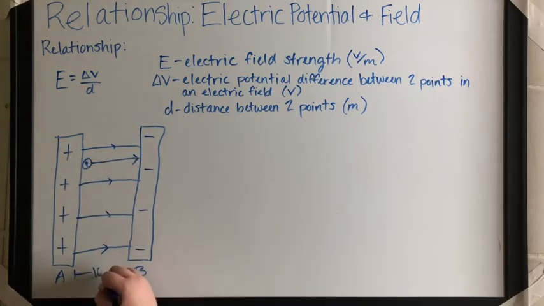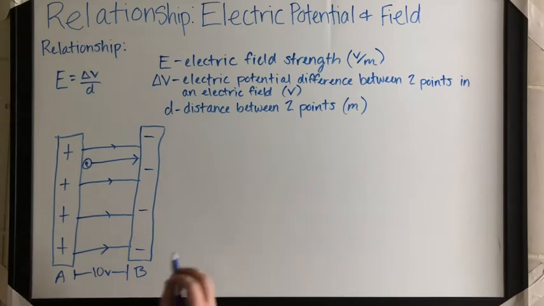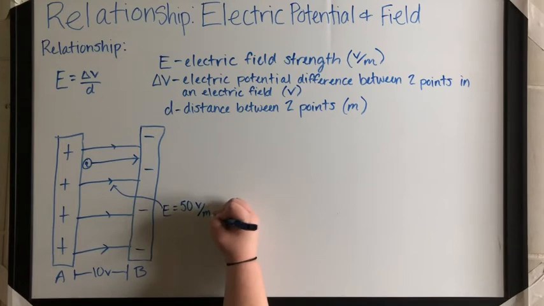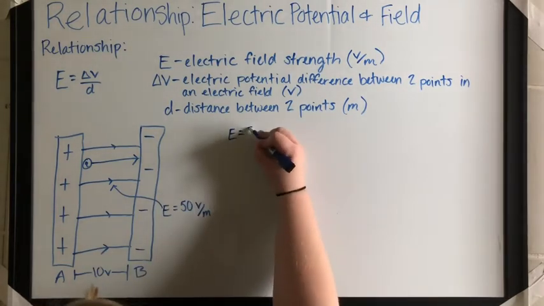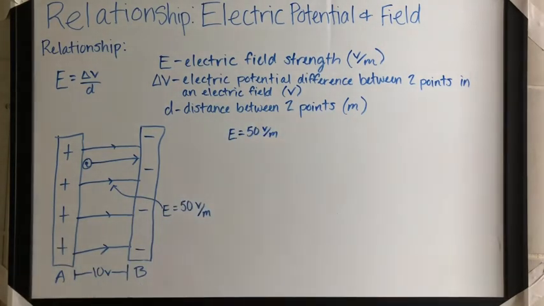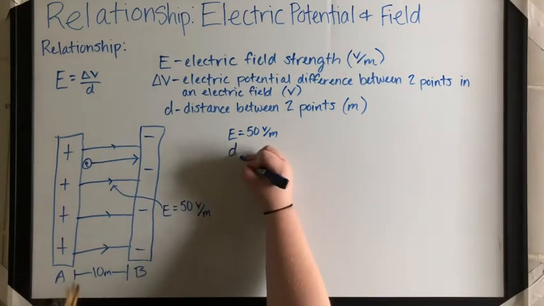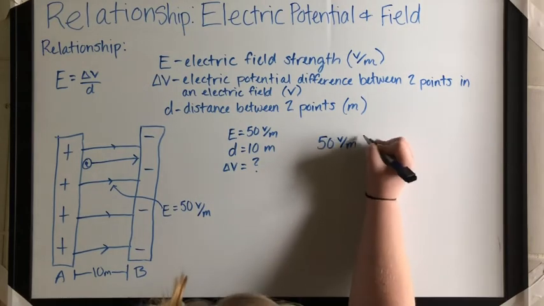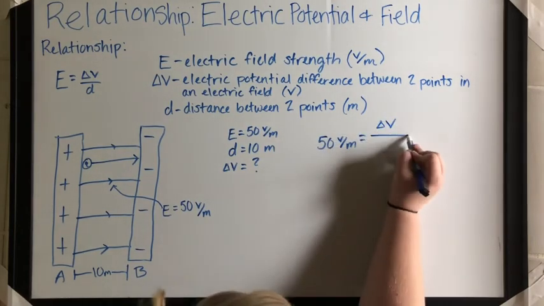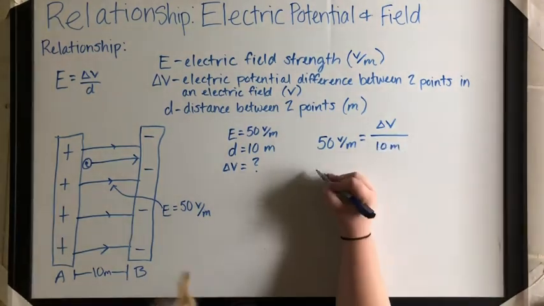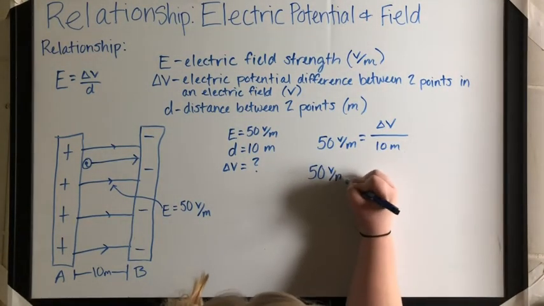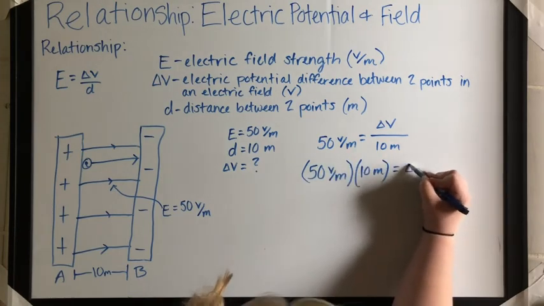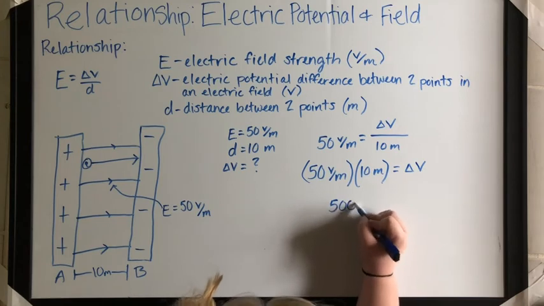If this field is separated by 10 meters and the electric field strength is 50 volts per meter, we want to find the electric potential difference between these 2 plates as you move the charged particle from plate A to plate B. And we're going to write 50 volts per meter is equal to delta V over 10 meters. You will multiply 50 volts per meter by 10 meters and cancel out the meter units, and your answer is 500 volts.